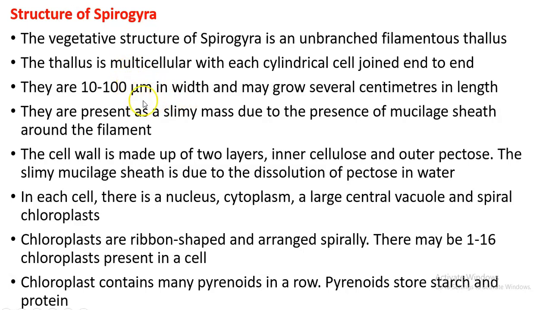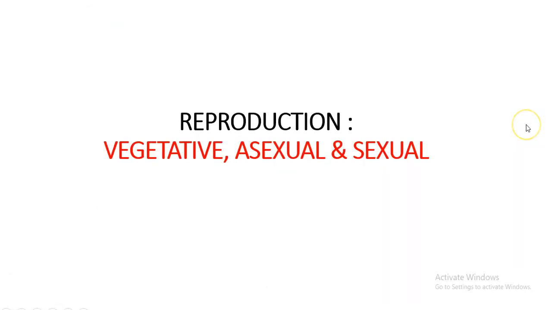Okay, it is small in width, its horizontal width, and it may grow several centimeters in length, not in meters, several centimeters in length. Okay, the thallus is multicellular with each cylindrical cell joined end to end. It's kind of rectangular cylindrical cells joined end to end in a uniseriate, unbranched fashion. So that's it. Now coming to the reproductive details.